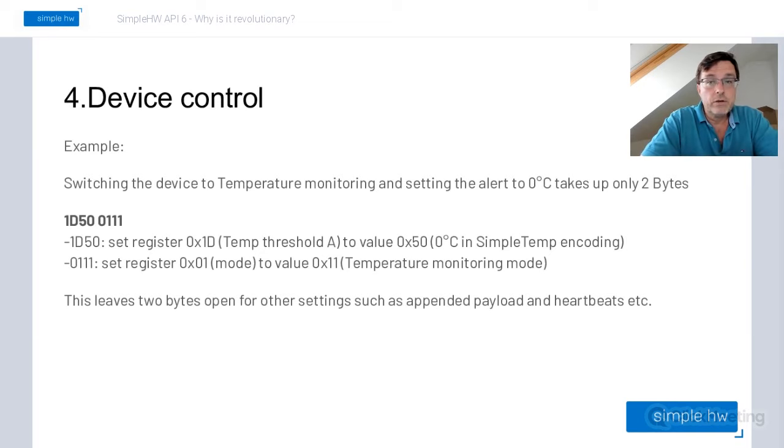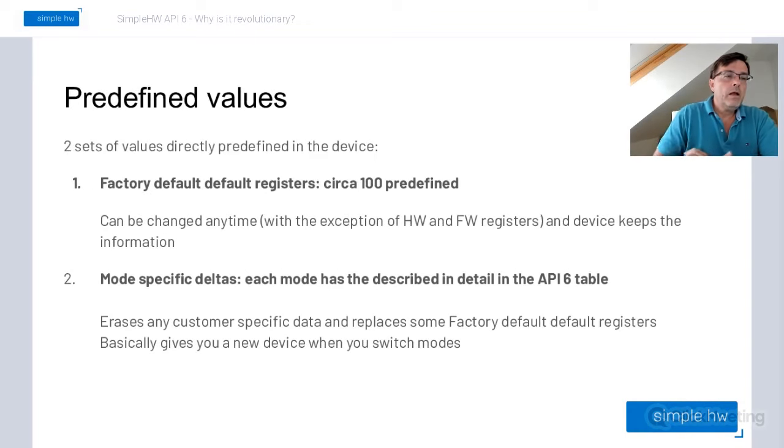So then it leaves 2 more bytes to other settings as appended payload or heartbeats or whatever you need to set up on the device. It's important to understand that in the device we have, as I told you, 256 predefined registers, and we have 2 ways how we change them or how they are predefined.